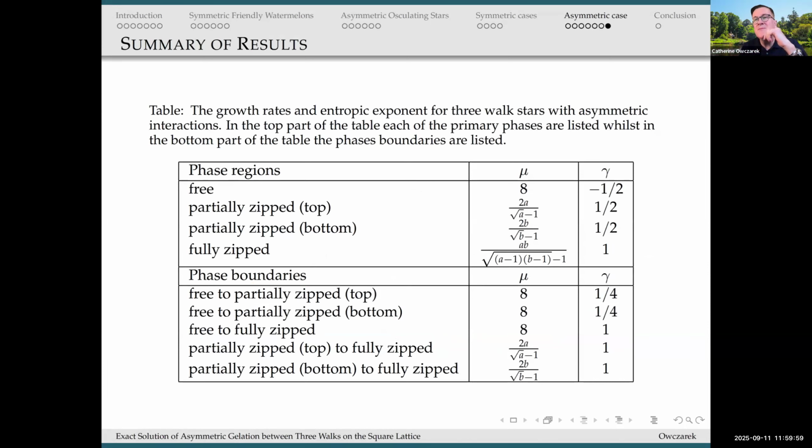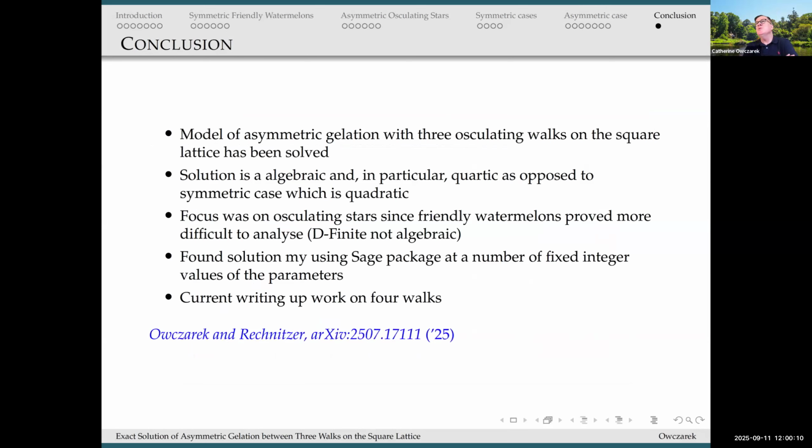But it all comes back to some of the things that I learned from Rodney about tackling the right problem, and then looking for the way which gets you that solution. So let me conclude with saying we looked at this model of asymmetric gelation of 3 oscillating walks on the square lattice. We found an algebraic solution, a particular quartic. We focused on oscillating stars because the friendly watermelons proved just too difficult to analyze. And we found a solution in a cunningly different way, a very nice way, using this Sage package at a fixed number of integer values.